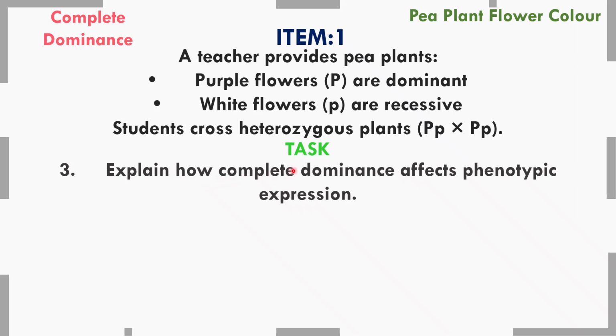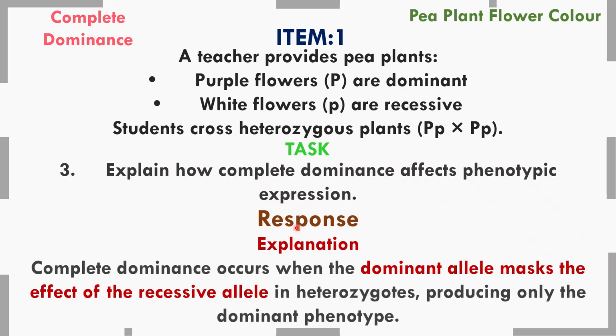Explain how complete dominancy affects phenotypic expression. Explanation. Complete dominancy occurs when the dominant allele masks the effect of the recessive allele in heterozygotes, producing only the dominant phenotype.